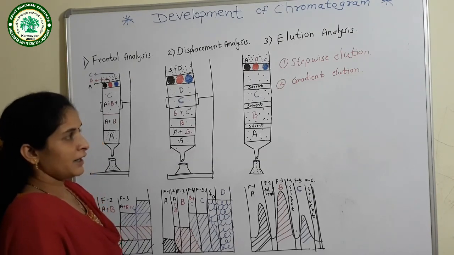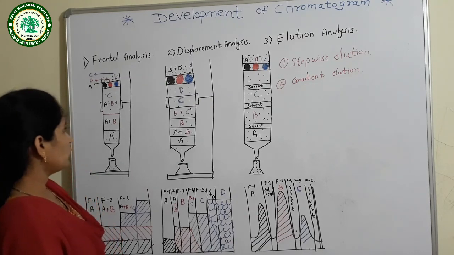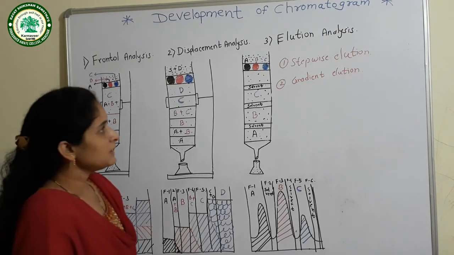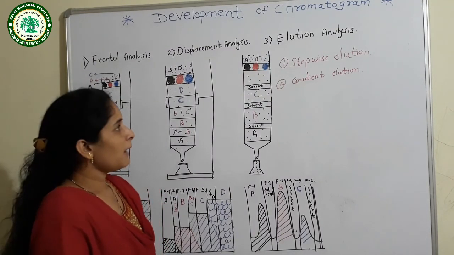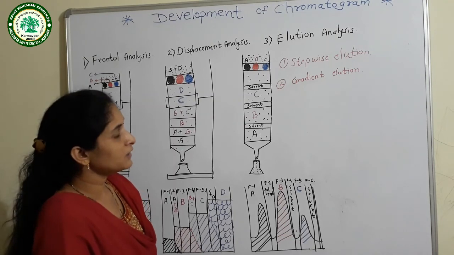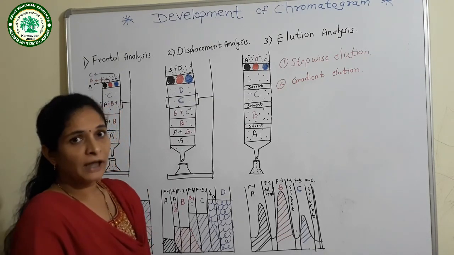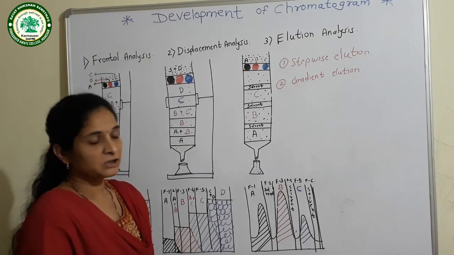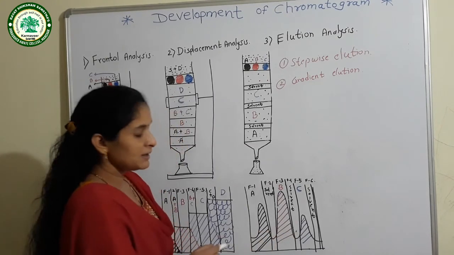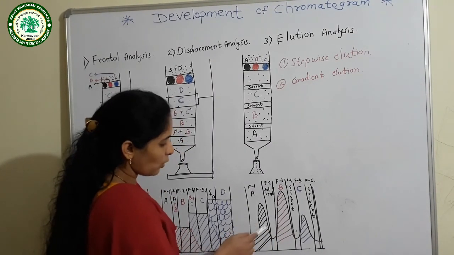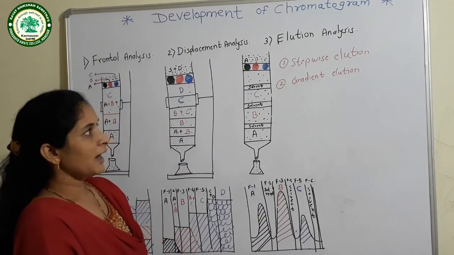In case of the gradient elution, we are increasing the eluting power of the mobile phase. Means this eluting power of the mobile phase is made strong. Step by step we are increasing the eluting power of the mobile phase so that we get a good separation of the bands. We can quantify the separated band, means we can calculate how much quantity of that substance is present in the mixture by using the gradient elution.